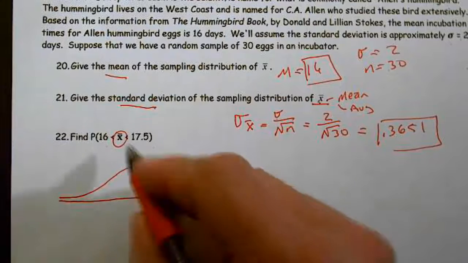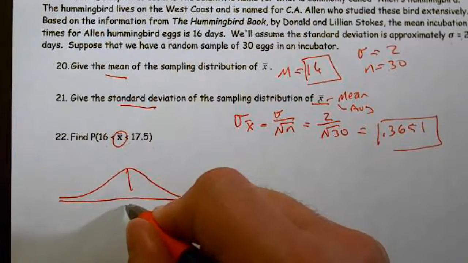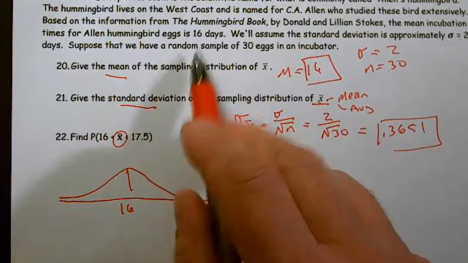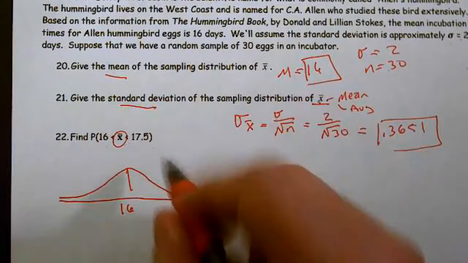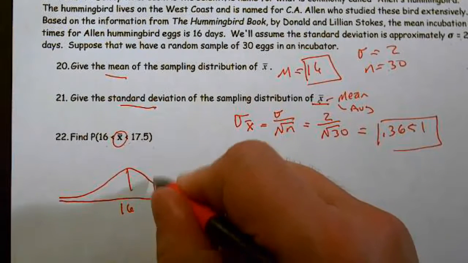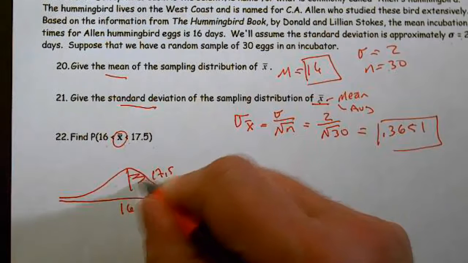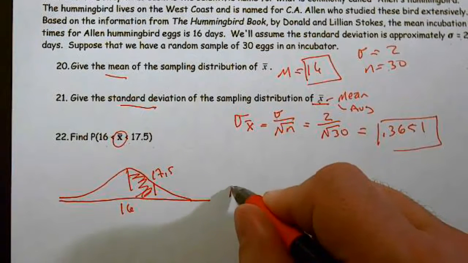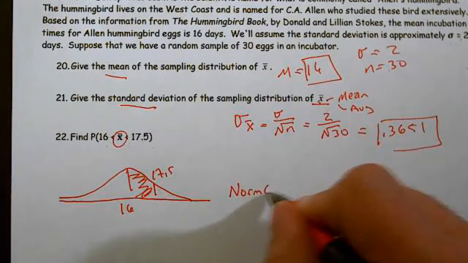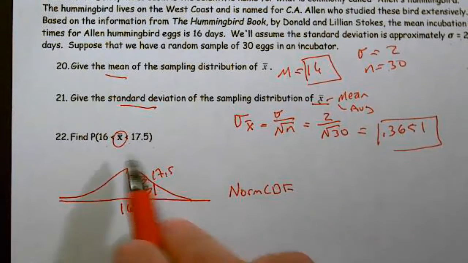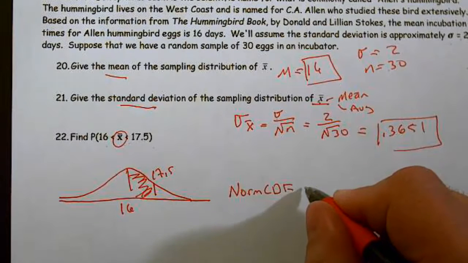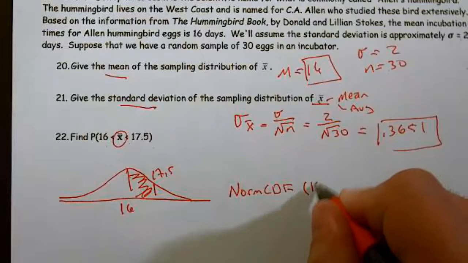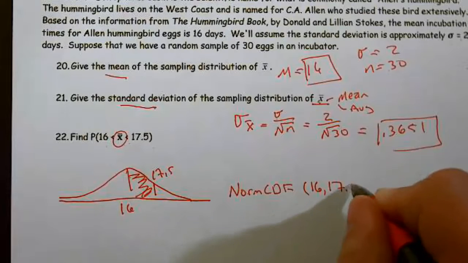And they tell us the mean is 16. So the mean is 16. And we want 16 to 17.5. So we're actually looking for that value right there. So we're looking for the mean all the way to 17.5. So the way I would go about doing this is with a norm CDF, because they gave me a range. I had to work within 2 values. A norm CDF, my lower bound being 16, my upper bound being 17.5.